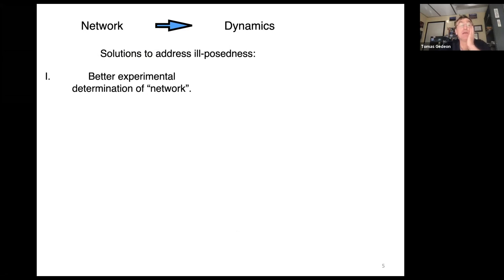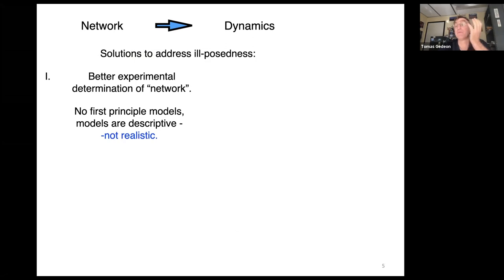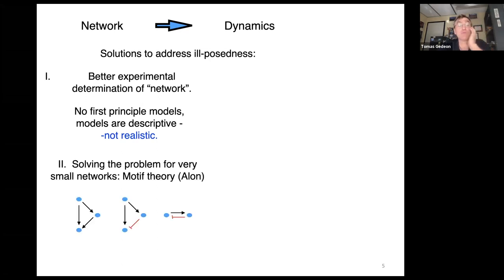One is on the network side, is to say, well, biologists should do better experiments. They should figure out exactly what the network is and figure out what the nonlinearities and parameters are. But again, there are no first principle models. These models are kind of descriptive. So this is not really realistic, because you would have to measure in every single cell, essentially, hundreds of different compounds. Things are changing. That's not going to work.